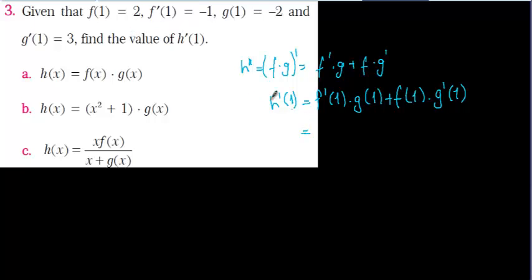F derivative at 1 is given, it's equal to minus 1, and g1 is equal to minus 2, plus f1 is equal to 2, and g derivative at 1 is equal to 3. So minus 1 times minus 2 is equal to 2. 2 times 3 is equal to 6. 2 plus 6 is equal to 8.